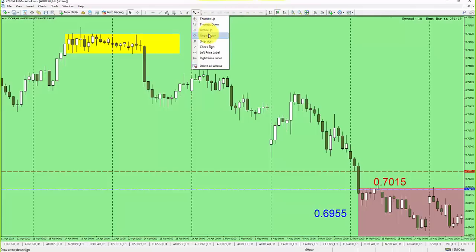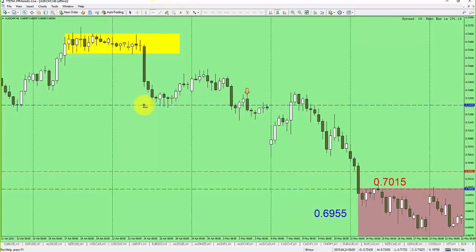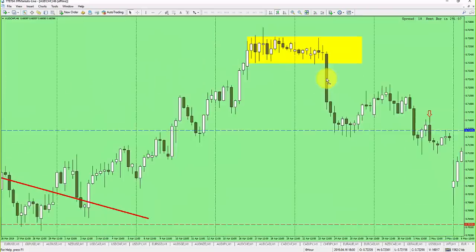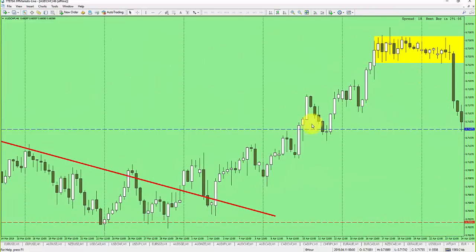So here would be, this potentially could be one right here as well. Let me have a look. This would be another potential one. Let's just have a quick look here. Yeah, it might have gone a little bit too far there. That one might have not been ideal. But you can get them bullish as well.